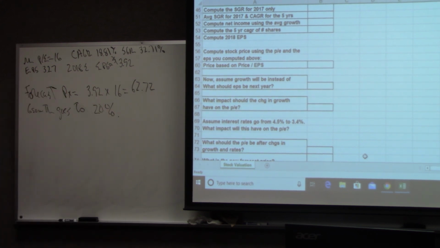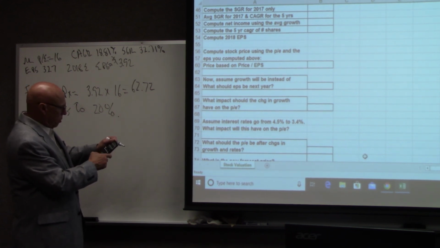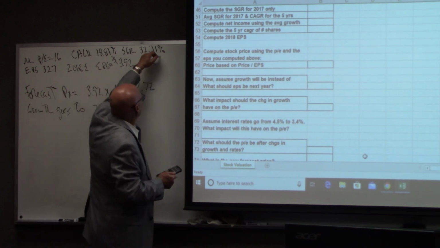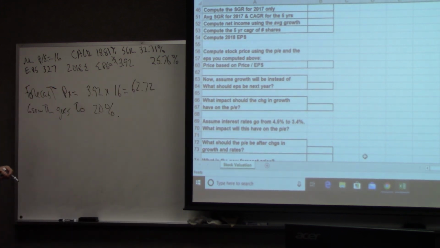All right, what's happening to our growth rate? It is going down. The average was 18.81 plus 32.71 divided by 2. Growth was 25.76%. Now it's going to 20%. Okay? So first, what will our new earnings per share be? It will be $3.27, last year's earnings per share, times 1.2.